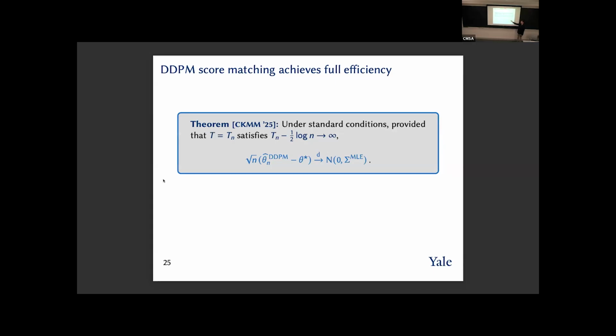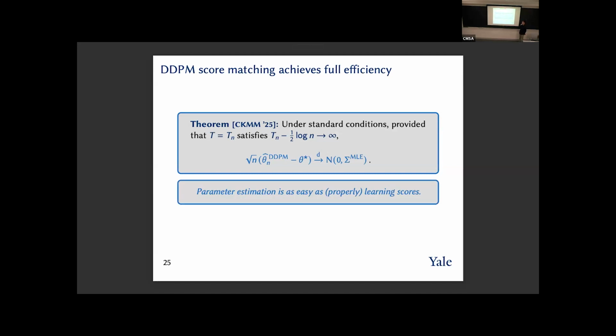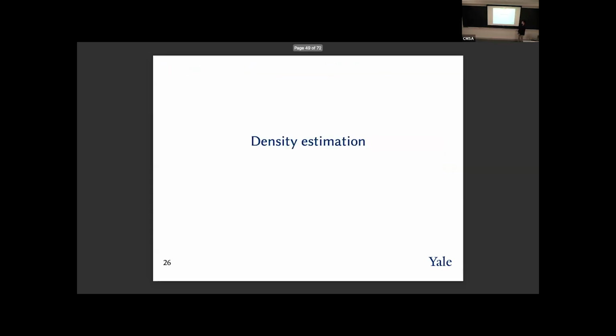What you can show is that this DDPM estimator is also asymptotically normal, and the asymptotic covariance is the inverse Fisher information under the usual conditions, like differentiable in quadratic mean and so on. So this says that parameter estimation is as easy as properly learning the scores. And by properly, I mean that all the score functions at every time have to be consistent with a single value of the parameter theta. Okay, so that was one arrow that I showed, linking parameter estimation to score estimation.